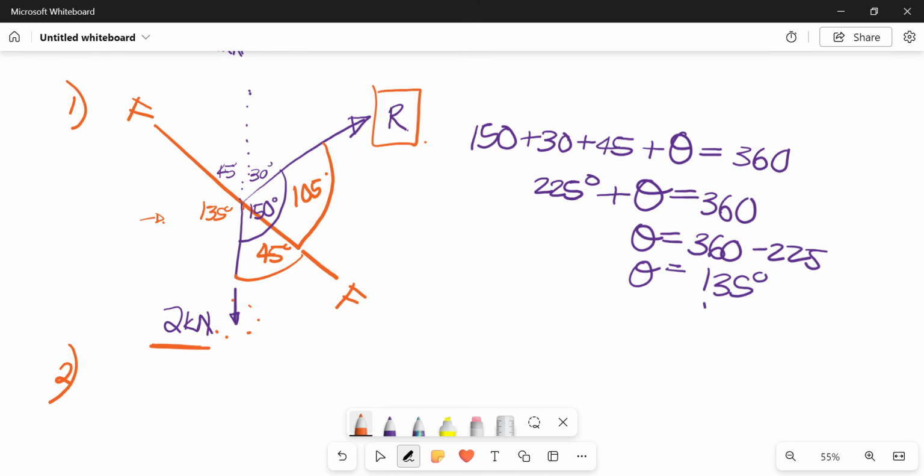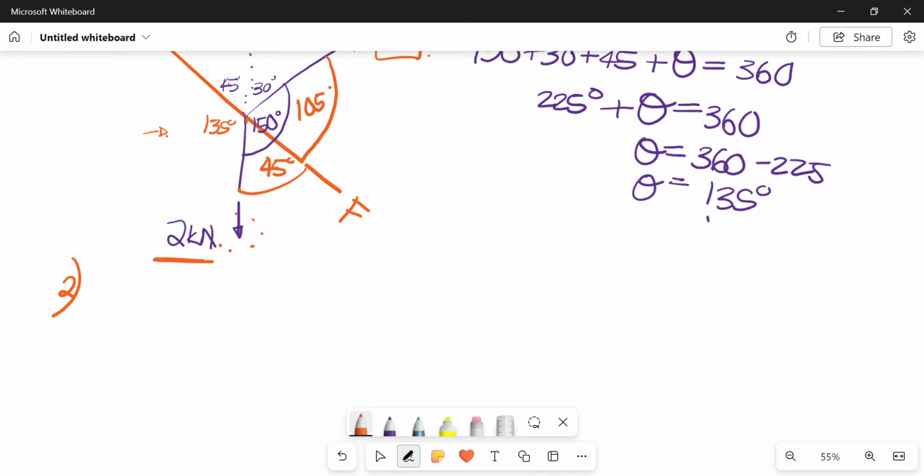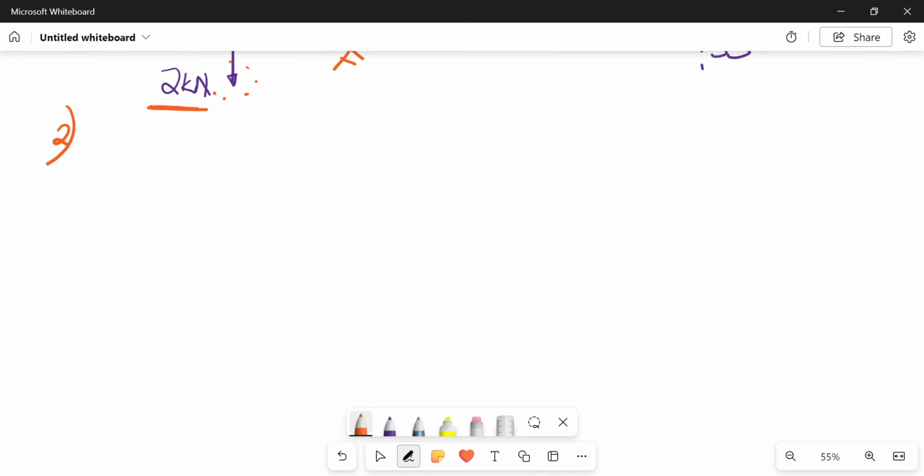And what am I missing? I feel like my diagram is a bit off, because if that is 105, then it means it should be more to the other side. Okay, let's just redraw this to make it make sense.